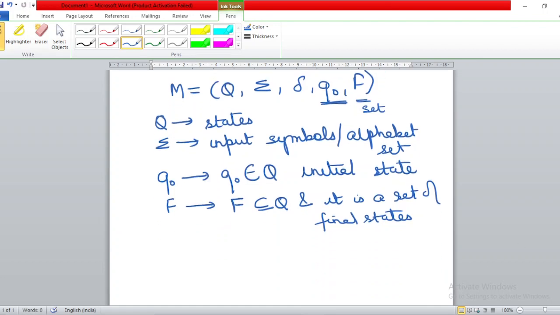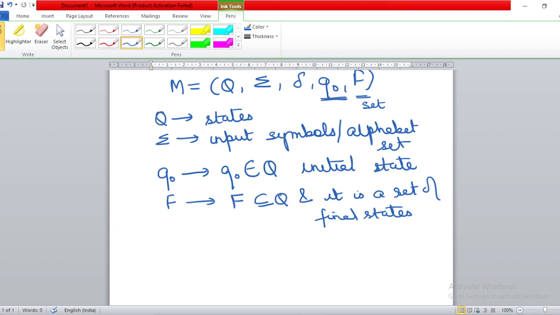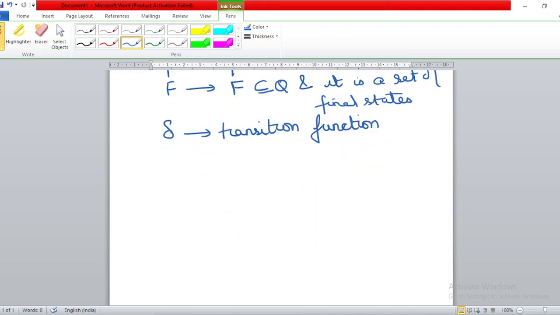Now we come to the most prominent and the most important part of this definition, which is delta. Delta is basically referred to as the transition function. It is referred to as the transition function, and this transition function differentiates the different types of automata. Alright, now, this finite automata, I'll come back to delta just now.